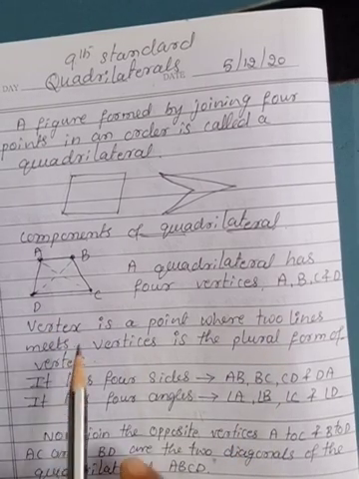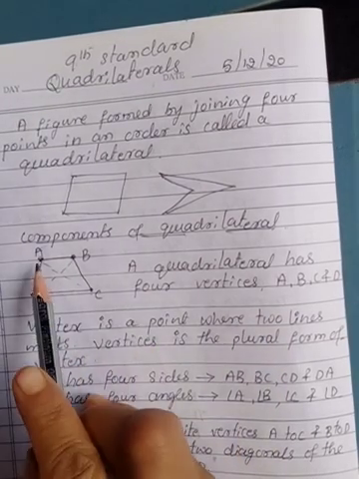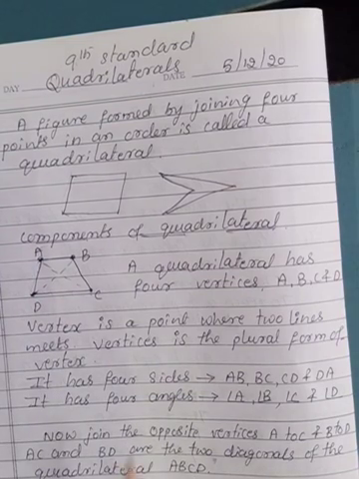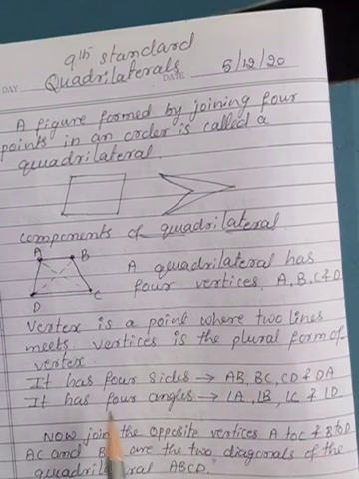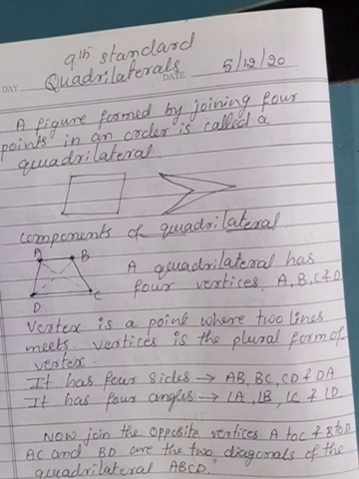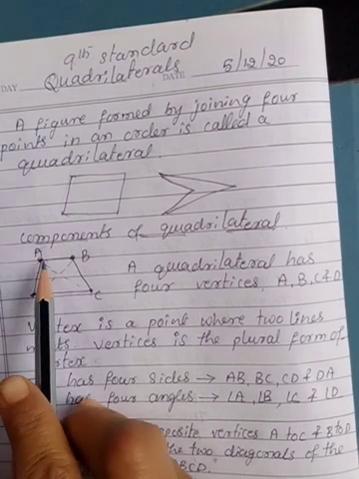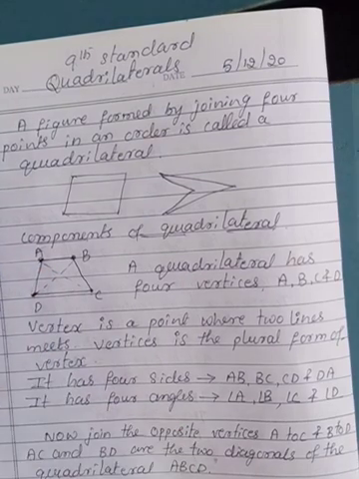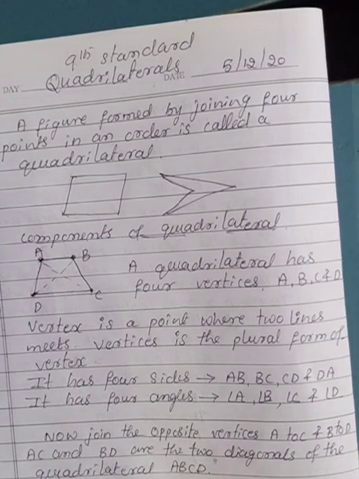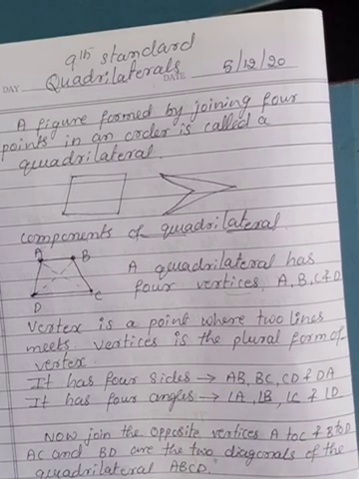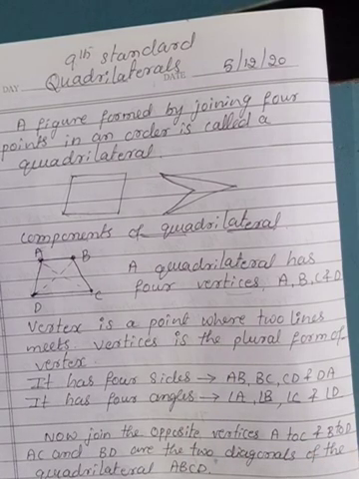So vertex is a point. We should know first what a vertex is. Actually it is a point where two lines meet. It need not be any two lines, it may be more than two lines also. Here the point where two lines are meeting is called a vertex. But we are not using vertex here. Vertices we are using. Vertices is the plural form of a vertex.